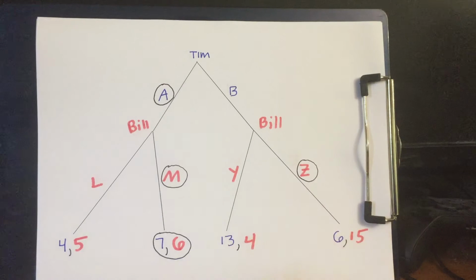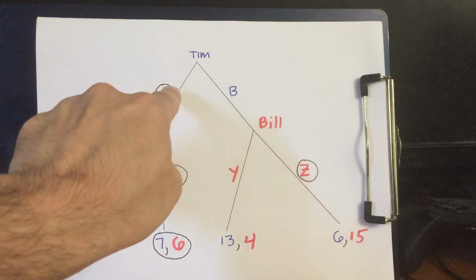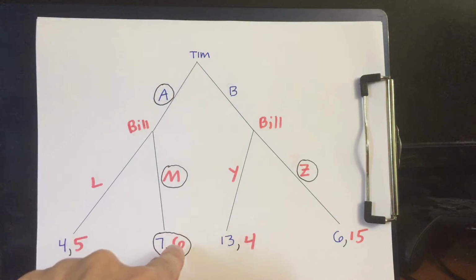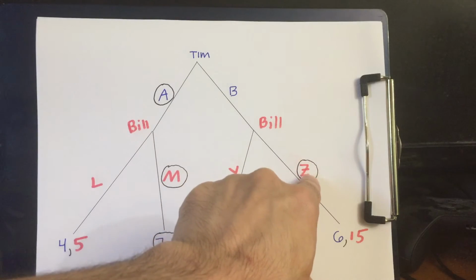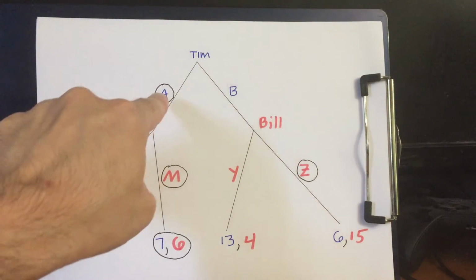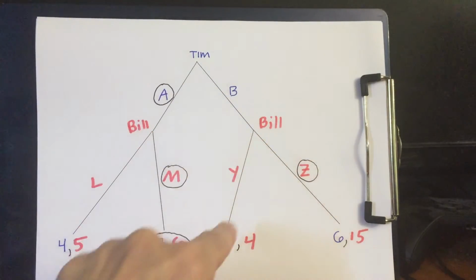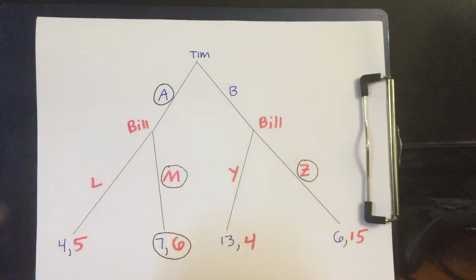So I'll pick Z. Now Tim recognizes that Bill is rational. Tim will say A leads to M, which leads to 7. B would lead to Z, which leads to 6. Since 7 is greater than 6, Tim will pick A. The parties will end up right here. But again, it's important when solving this game to circle this Z, because part of the reason Tim picked A is because of his expectation of what Bill would have done had he picked B.